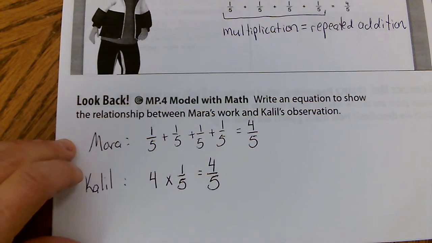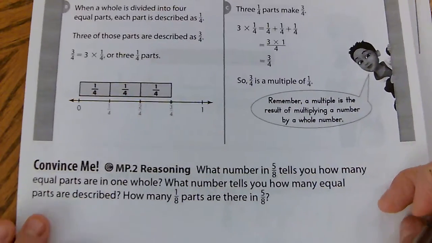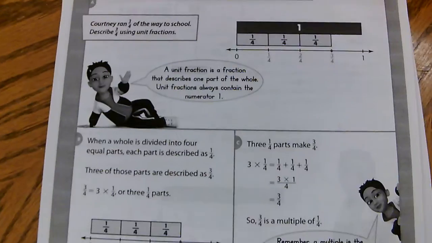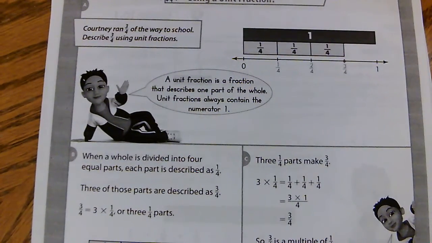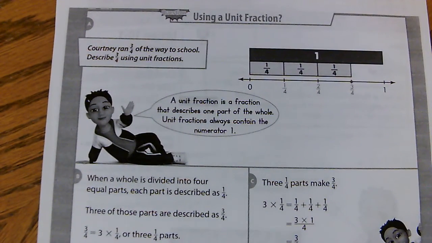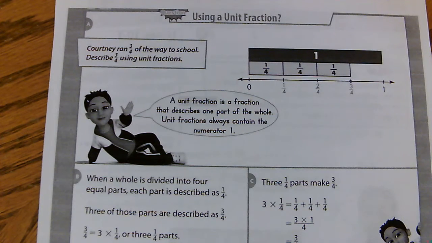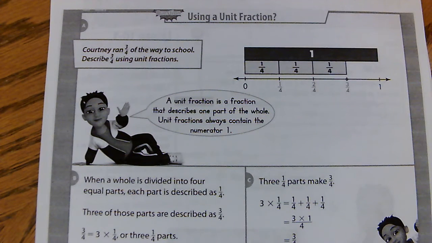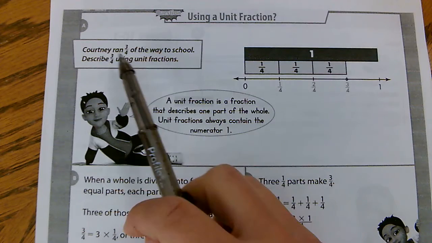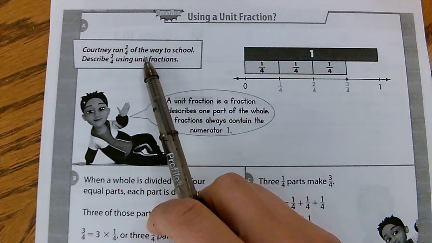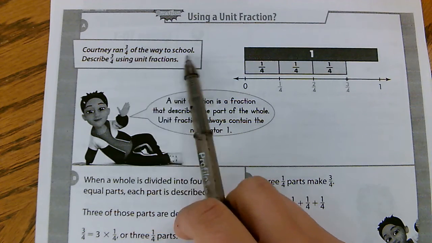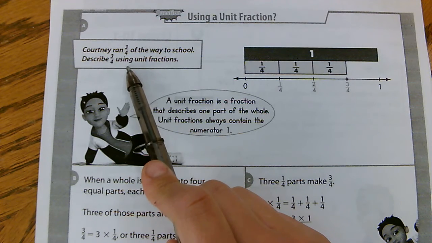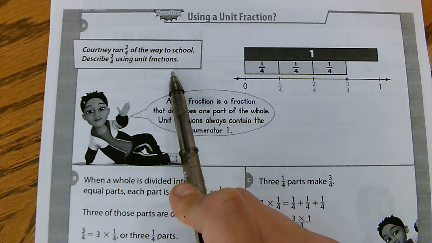So if you could flip to your next page, I'm just going to flip mine over just like that and go right here. And we're going to talk about something called a unit fraction. What is a unit fraction? It kind of describes part of a fraction or part of a whole. So if you take a look here, it says Courtney ran 3/4 of the way to school. Describe 3/4 using unit fractions. So we're going to take a look.